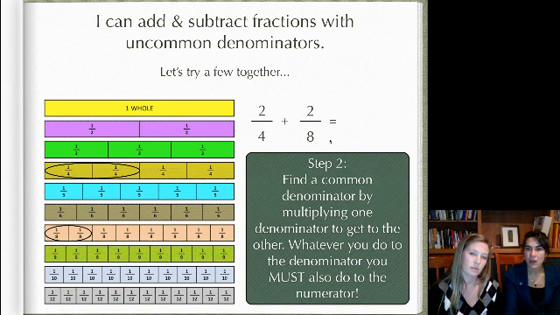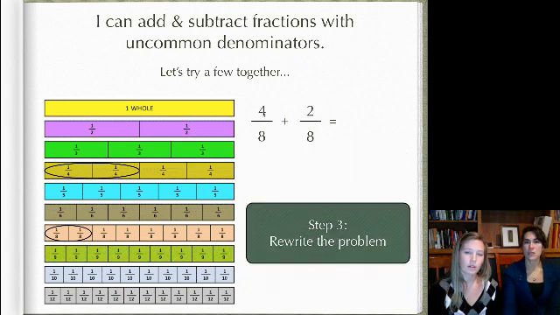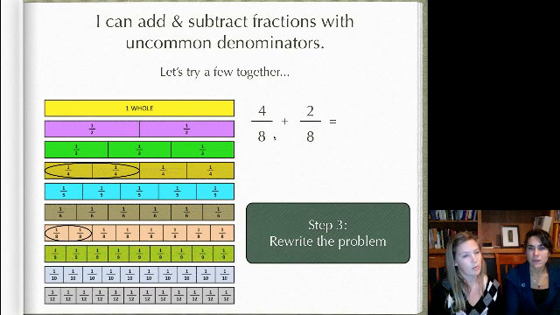So if we do that, right now I'm thinking, okay, my 4 can easily turn into an 8 by multiplying by 2. I just have to remember that what I do on the bottom, I have to do on the top. So here's 4 times 2, and that is going to equal 8, just like this one. But then I also want to multiply the top by 2, so I should get 4 8s here. And there it is. Voila. 4 8s. Step 3, rewrite it. Plus 2 8s.